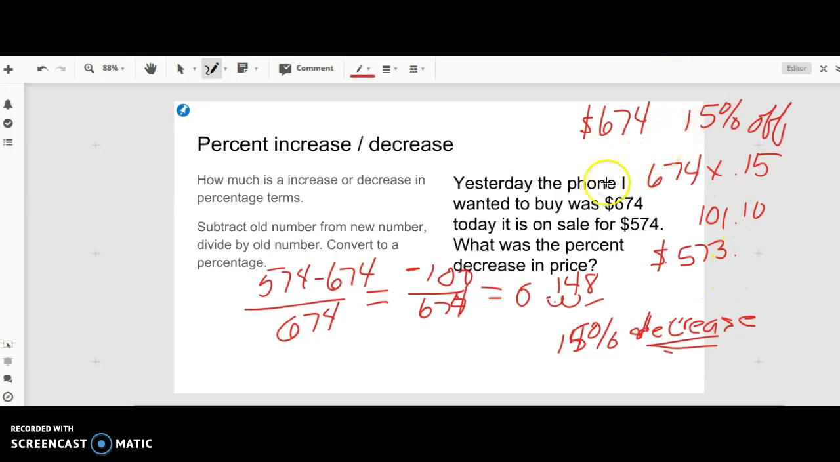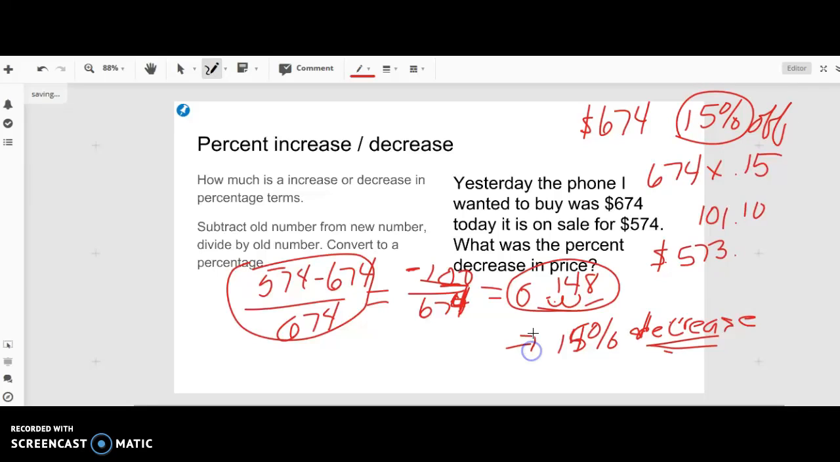So basically, this problem is the same as what we started with, except you don't know your percentage. You can go through this and work yourself backwards, but that requires some algebra knowledge. We're saying, hey, here's a shortcut. Find out what the difference is, which is $100, and divide by the original price, and it will give you a percentage. And you can tell me the percent decrease. You can do it either way you want.